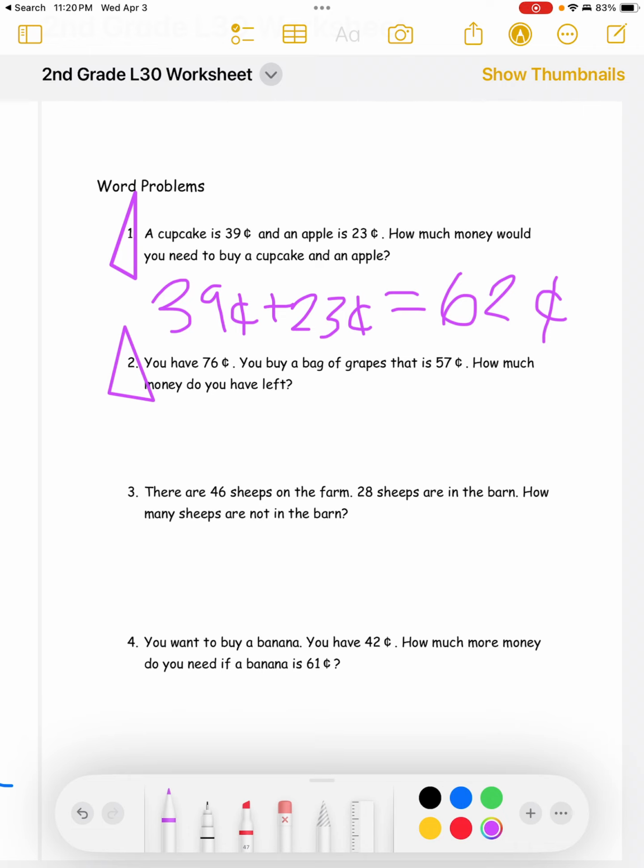Question number 2. You have 76 cents. You buy a bag of grapes that is 57 cents. How much money do you have left? So it's asking how much money you have left. So that's a key word for subtraction. So we would do 76 cents minus 57 cents, which is 19 cents. So you would have 19 cents after buying a bag of grapes.